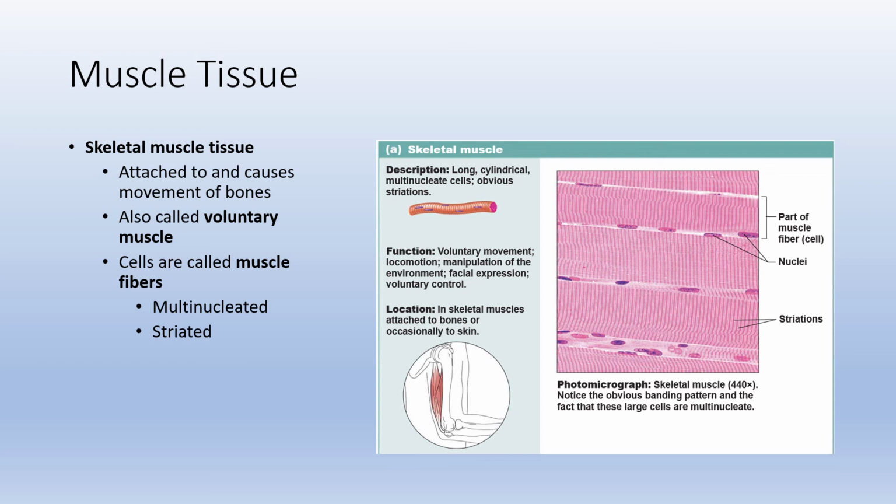Instead of calling the cells of muscle tissue cells, we refer to them as muscle fibers. Muscle fibers are a great example of a multinucleated cell, meaning it contains many nuclei or many command centers. We also have conscious control over skeletal muscle tissue, so we can call it voluntary muscle.